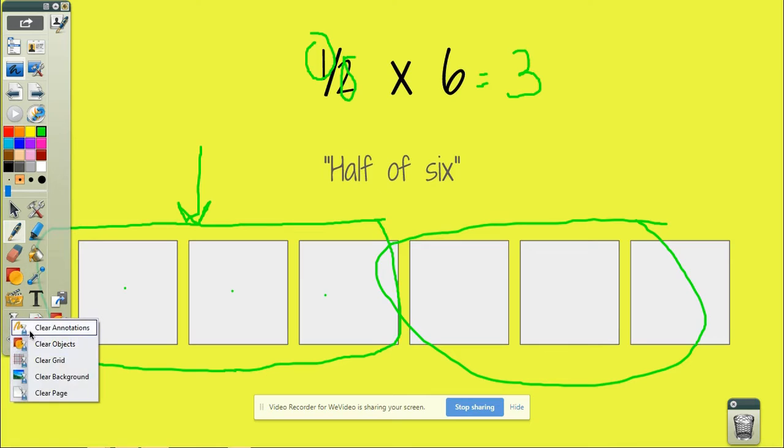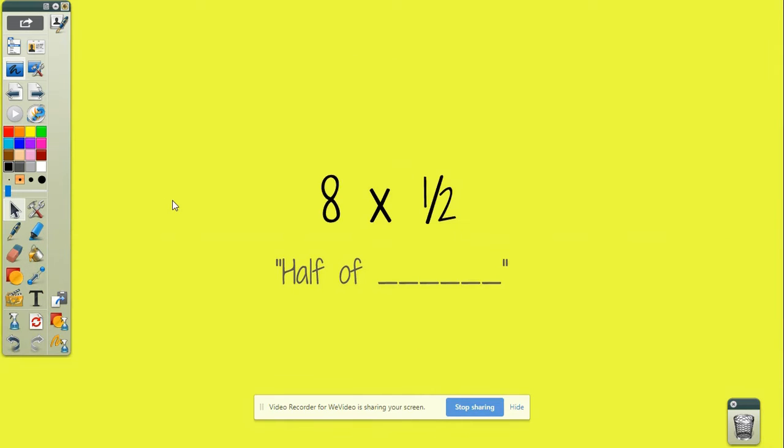Voila. It'll get a little tougher when we get with harder fractions. This says half of 8. Even though it's flip-flopped, we'll still say half of 8. I want you to think in your head, what's half of 8? 4.